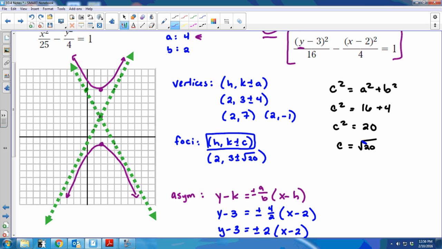A lot of work to draw. Sorry. Questions about the hyperbolas? Right here.